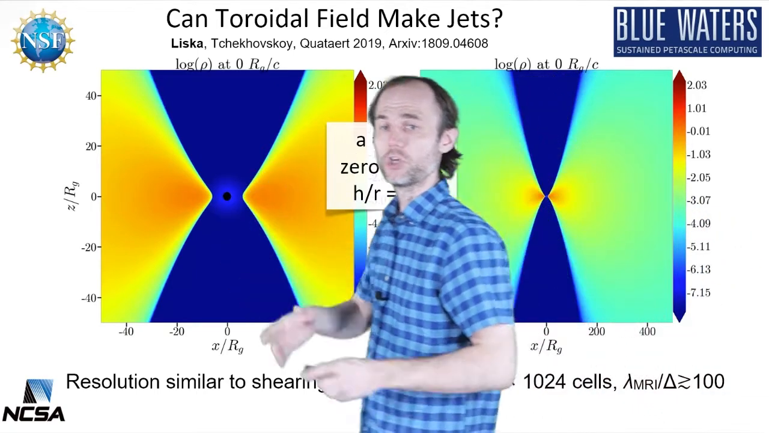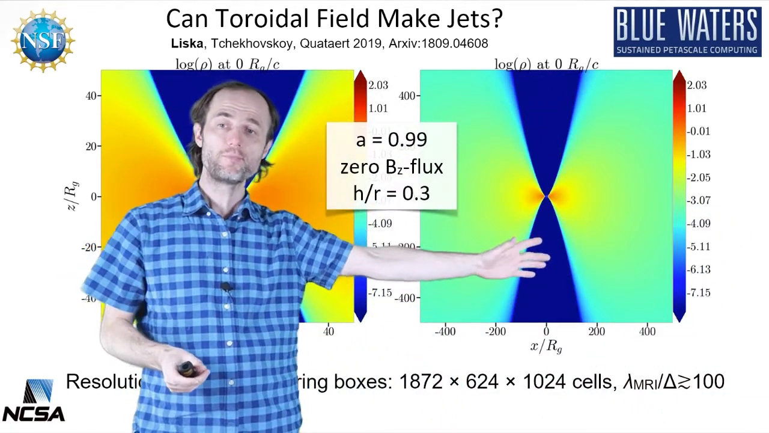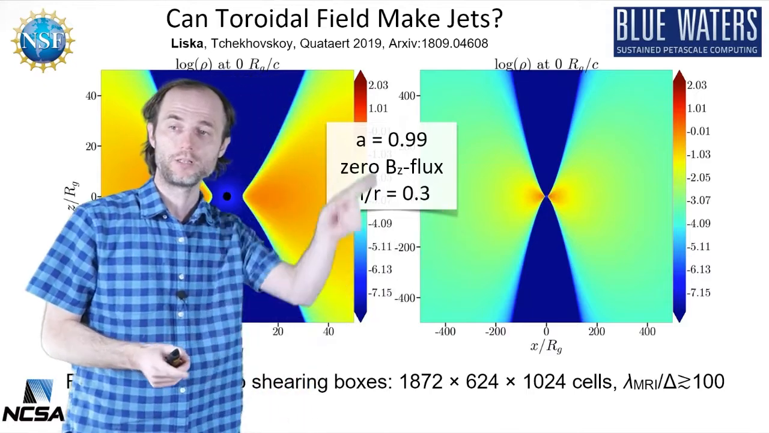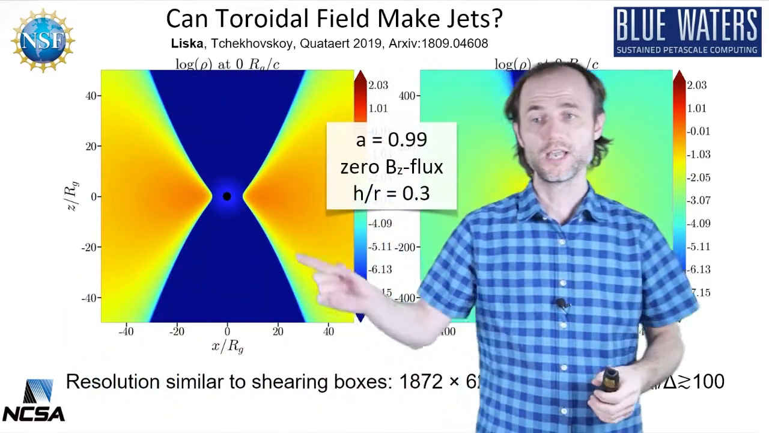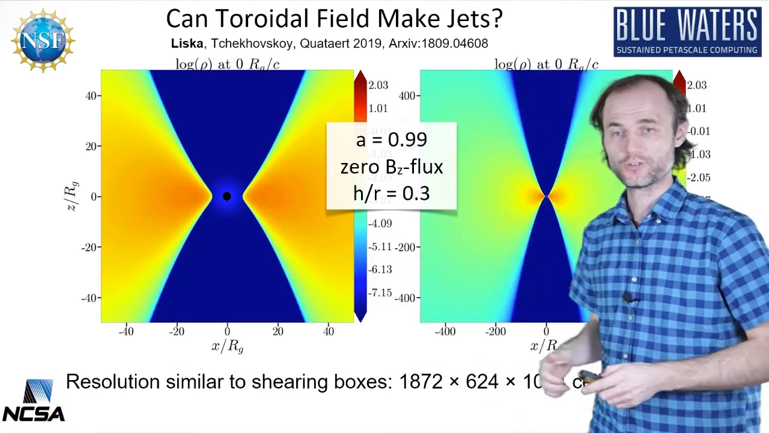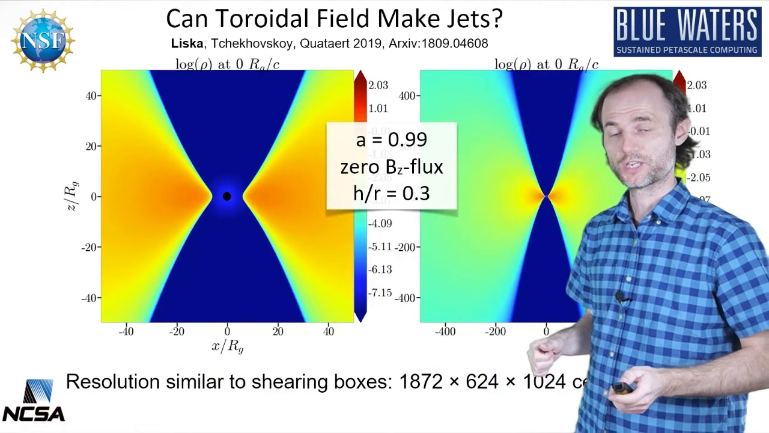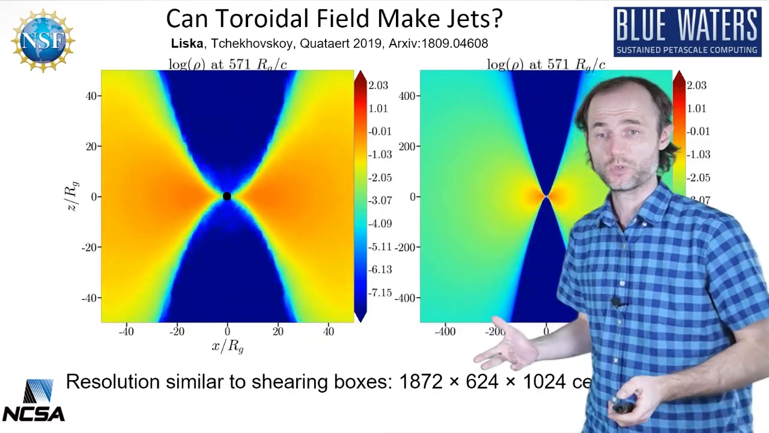The left panel shows the zoom on the central regions of the right panel. The right panel is about 1,000 gravitational radii of the black hole on the side, and the left panel is 100 gravitational radii of the black hole on the side. So let's run the simulation and see what happens.